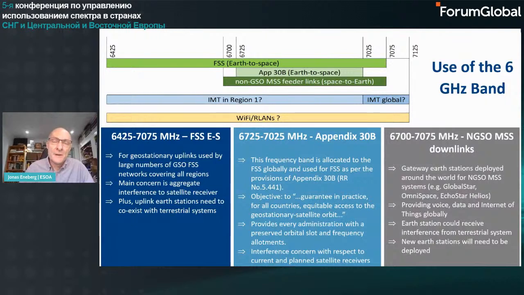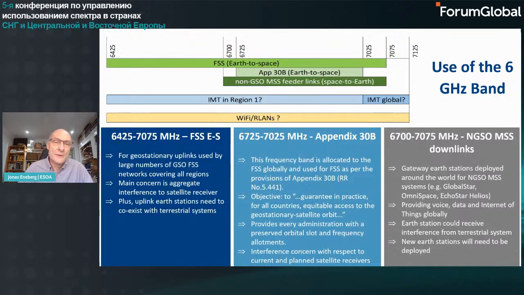So I'm focusing on this from the satellite point of view, obviously, and we've already seen the spectrum plan in all the other presentations. I'm going to just break it down a little bit. First of all, in terms of the satellite use of the band, there are basically three different types of satellite operations in this band. We have the unplanned FSS uplinks, and we have the planned FSS uplinks, which operate under Appendix 30B. And then we also have non-GSO MSS feeder downlinks.